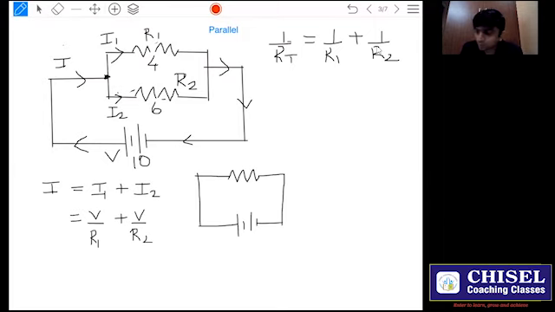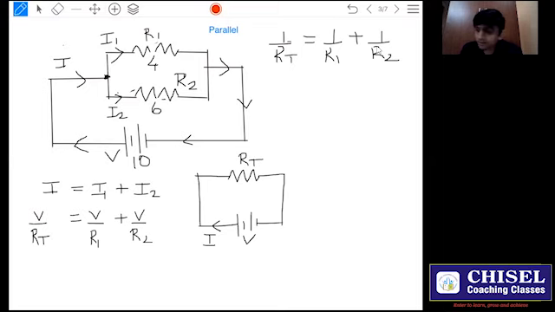So after removing these two, if I put in a single resistance, I will call that resistance RT. We have to get the value of RT. Okay, so let's say this is the potential difference of the battery, and the current flowing through the circuit is I. So what will be the formula? I equals V upon R. So here it becomes V upon RT.